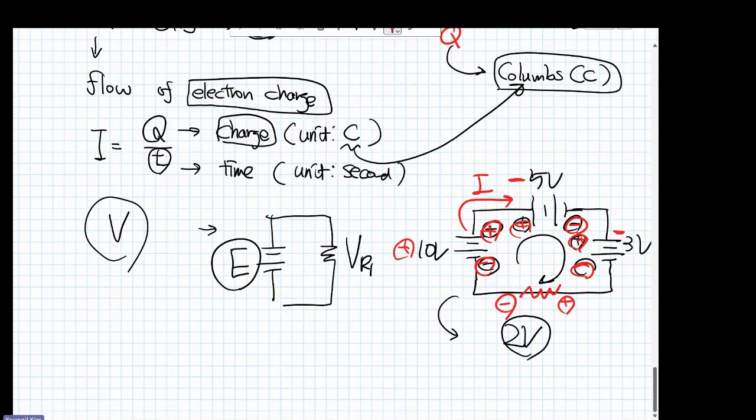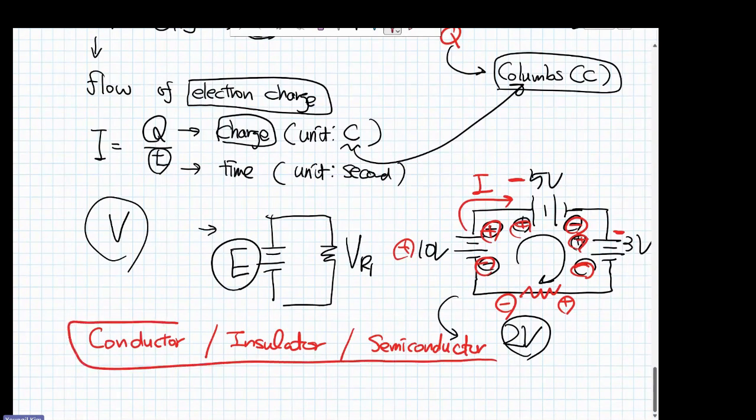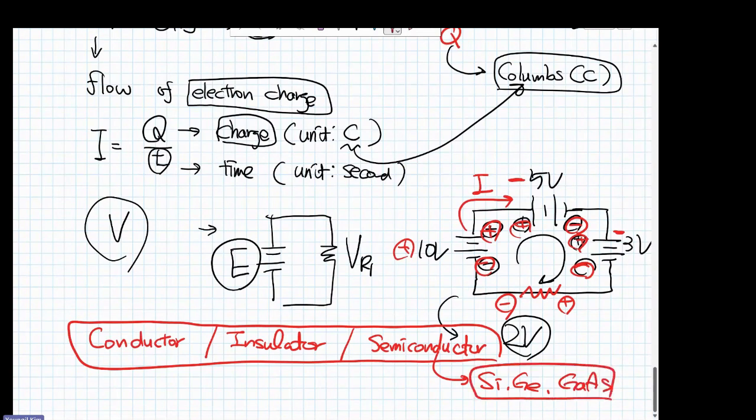And then we learn about the conductor, okay? We're going to learn about conductor, insulator and semiconductor. At least you have to know the concept, okay? What is the conductor? What is the insulator? What is the semiconductor? Especially semiconductor, they have silicon and gallium arsenide, just like GaAs. That is the main component for the semiconductor.